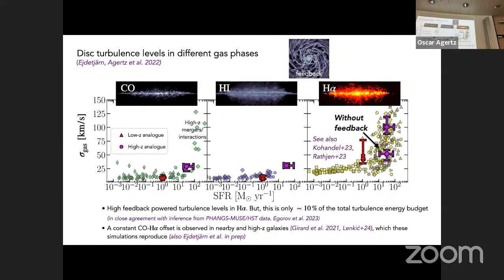And actually here is where you see a difference, right? If you turn off the feedback, you can't power this diffuse gas. So this is a signature of what's actually driving turbulence, right? But you have to go to these warm gas phases.